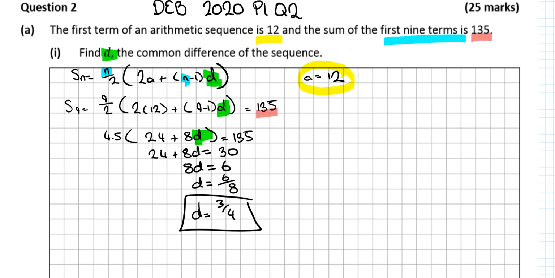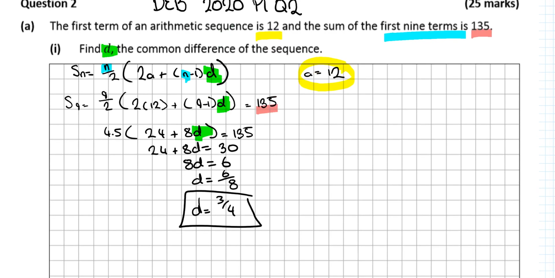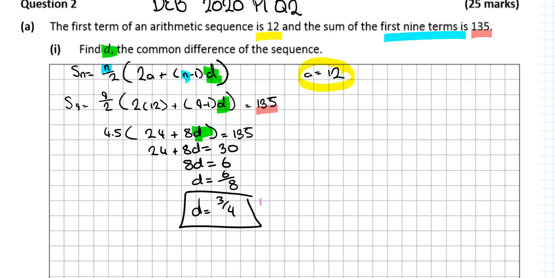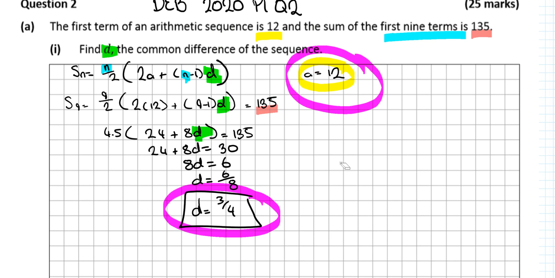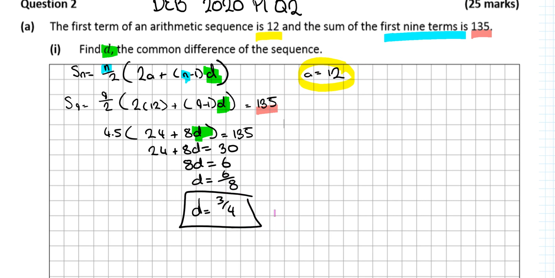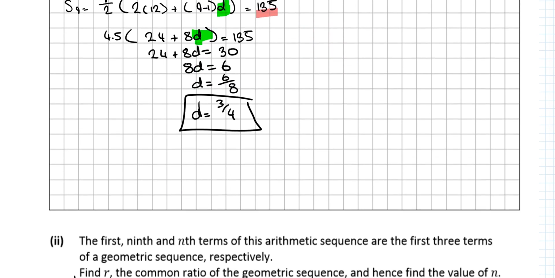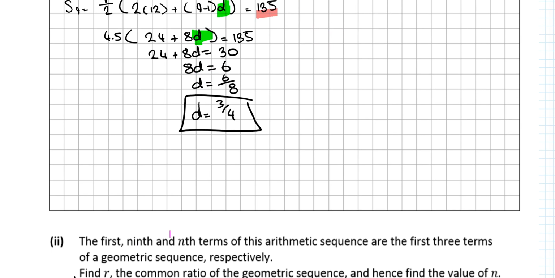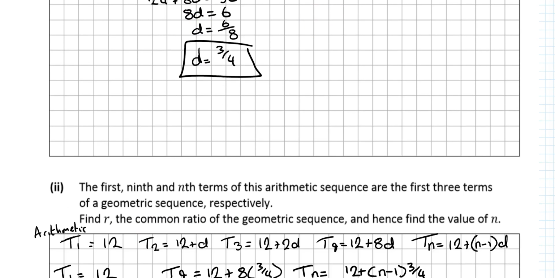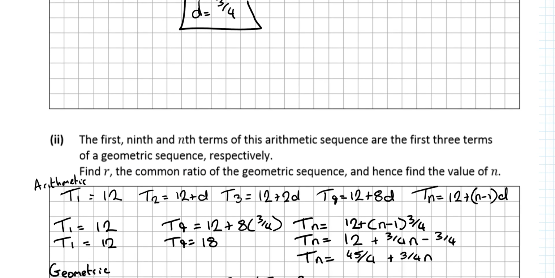Okay, so the next part of it uses this information. It uses the fact that d is 3 over 4 and the fact that a is 12. So the first, 9th, and nth term of the arithmetic sequence are the first 3 terms of the geometric sequence, respectively. Okay, so I'm going to worry about this bit first, and we're going to map out what the first, 9th, and nth term is.